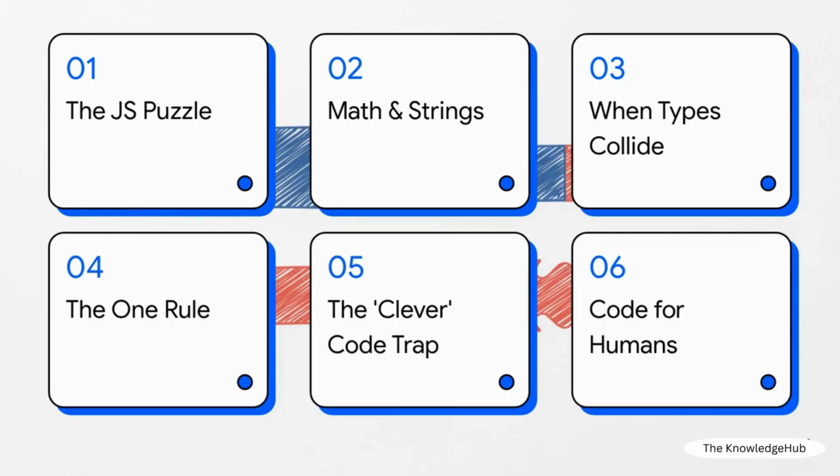So, here's our game plan for cracking this case. We'll start with the puzzle itself, then go over the basics that we all know. Then, we'll get into the fun part, what happens when different types collide. I'm going to share the one simple rule that explains everything, and then we'll wrap up by talking about why clear code always beats clever code.